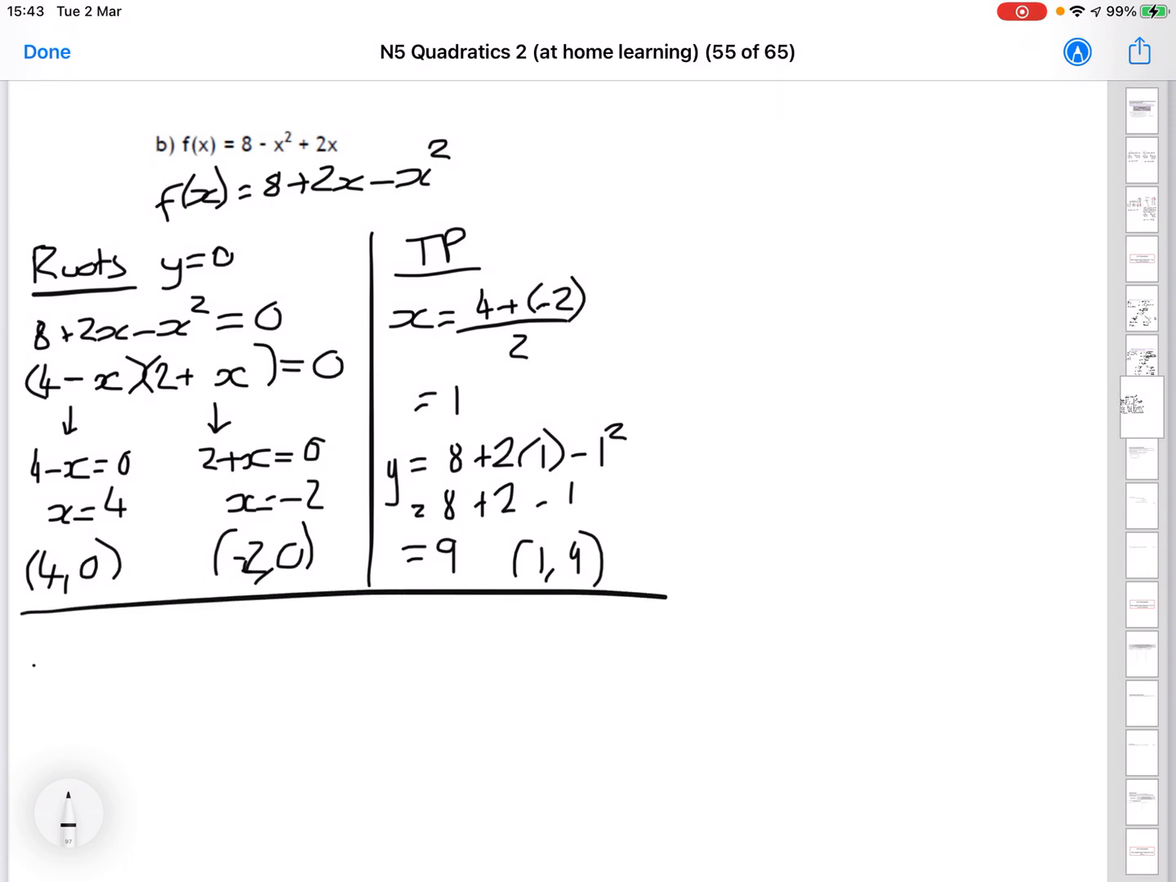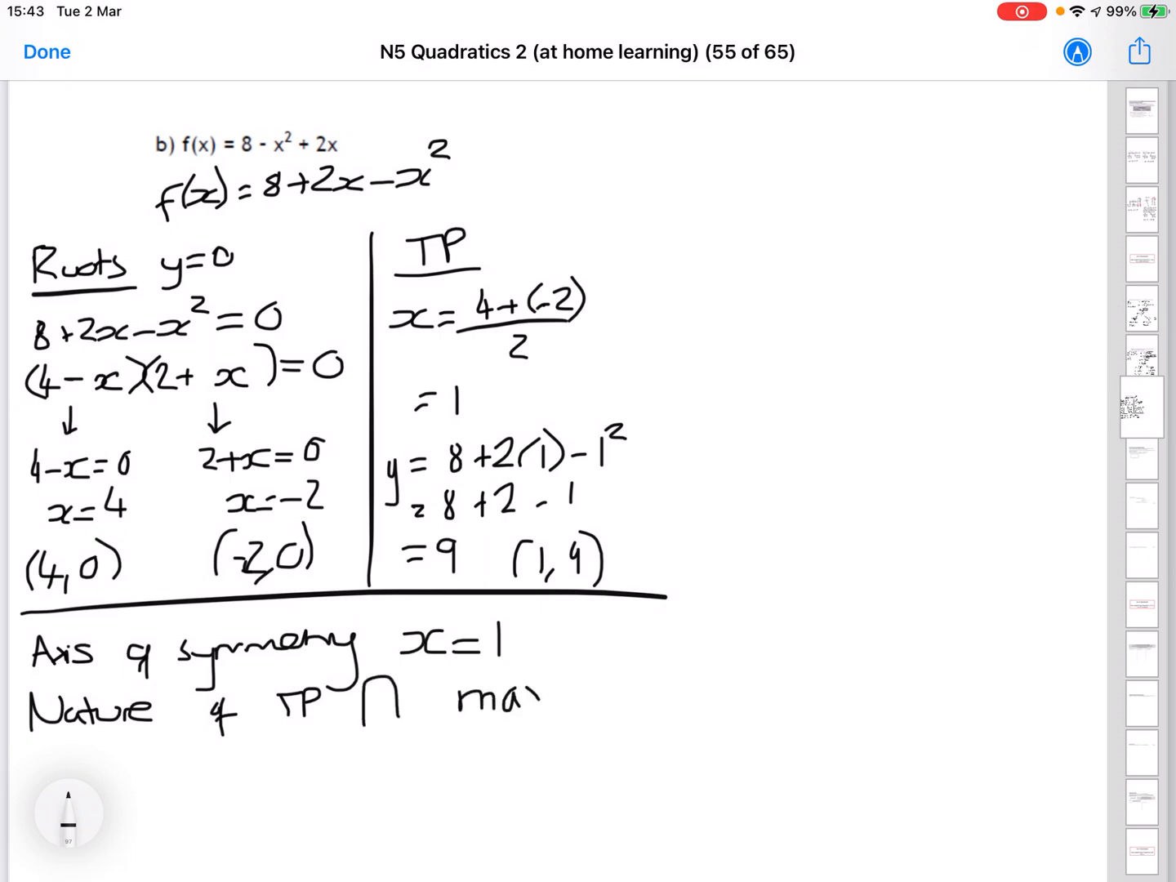Our axis of symmetry, we get that from the x coordinate of our turning point. So that's just x equals 1. Now the nature of our turning point. This time we have a minus x squared in our equation, so it's a sad face, so it's a maximum turning point.